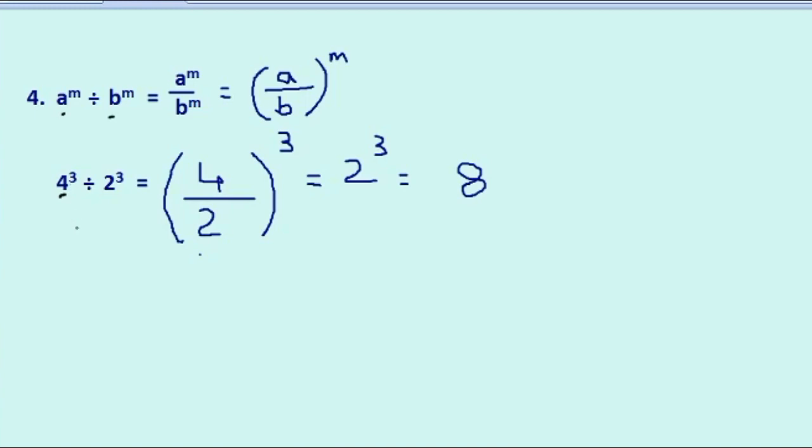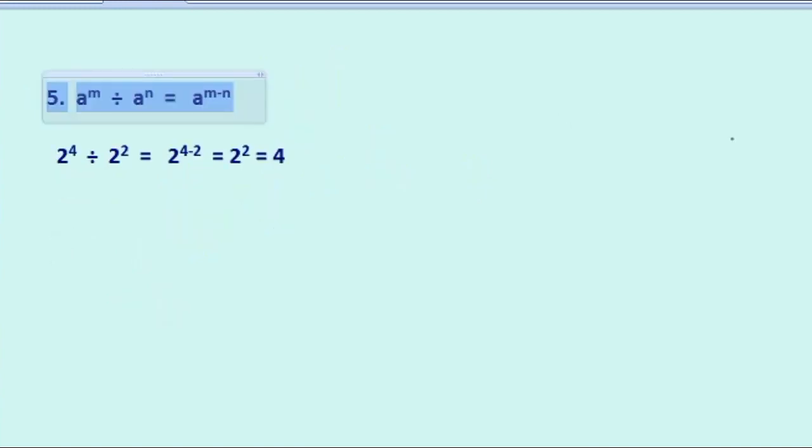4 into 4 into 4 will be how much? 64. 4 cube is 64, divided by 2 cube. 2 cube is 8. 64 divided by 8 equals 8. See how easily we can get the answers if we follow the laws of exponents. Let's move to the next law.